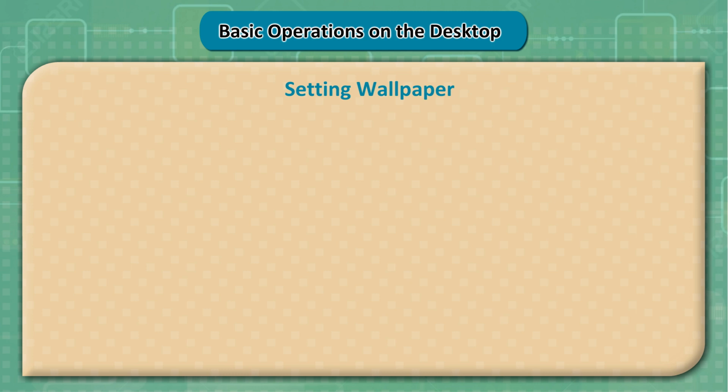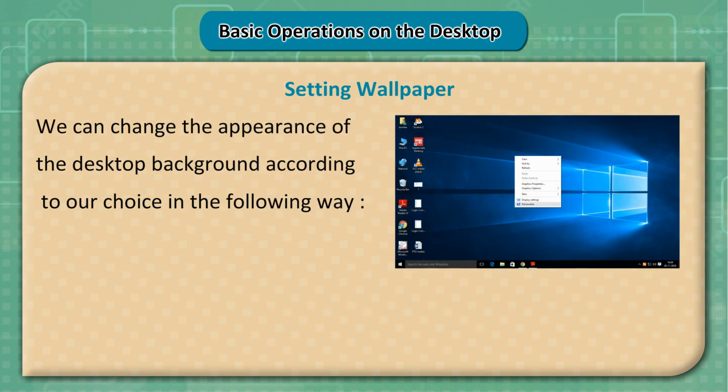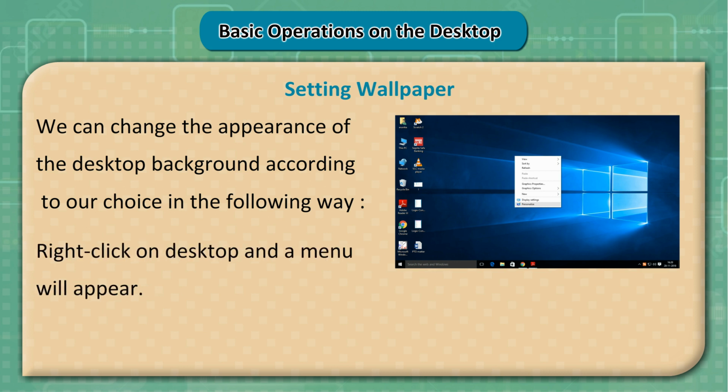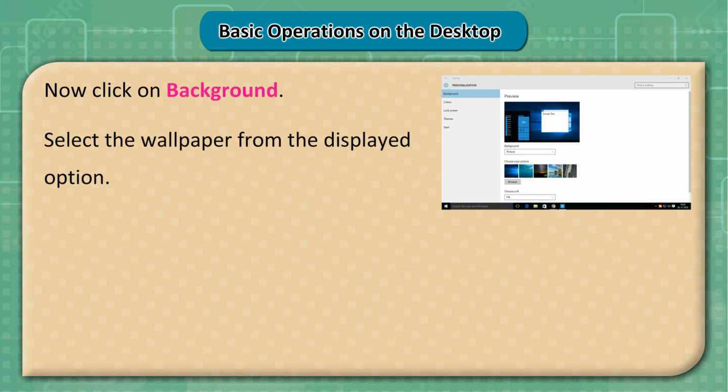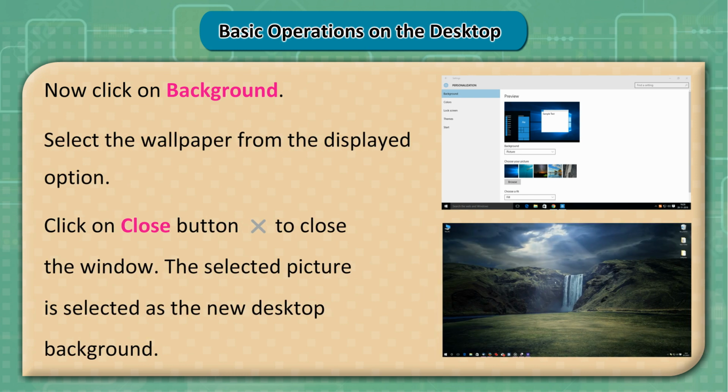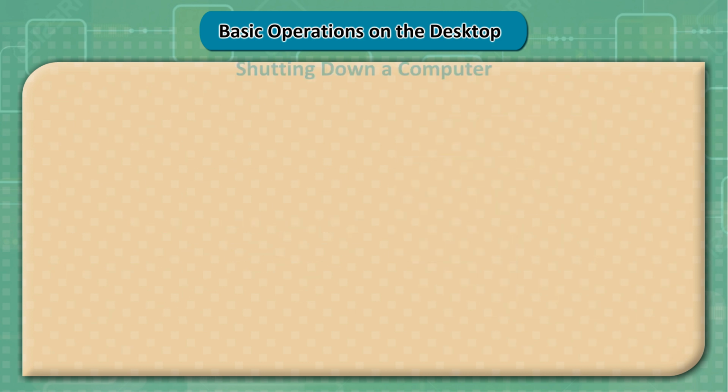Setting wallpaper. We can change the appearance of the desktop background according to our choice in the following way. Right-click on the desktop and a menu will appear. Click on the Personalize option. Now click on Background. Select the wallpaper from the displayed options. Click on the Close button to close the window. The selected picture is set as the new desktop background.